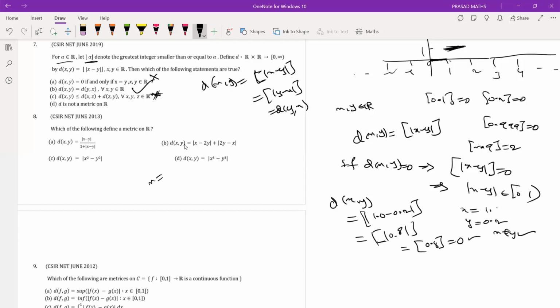So I can give x equals 2.2, y equals, suppose, 1.2, and z equals 1.8.